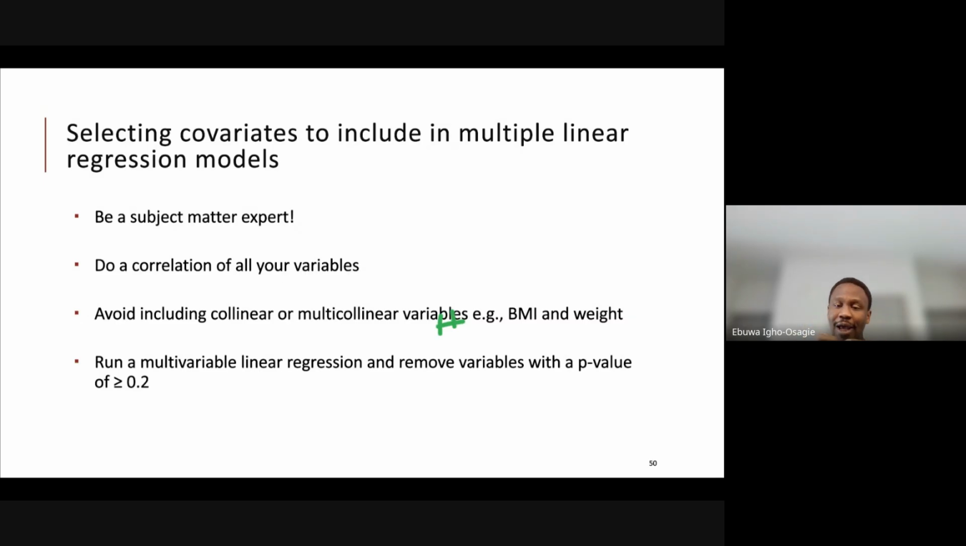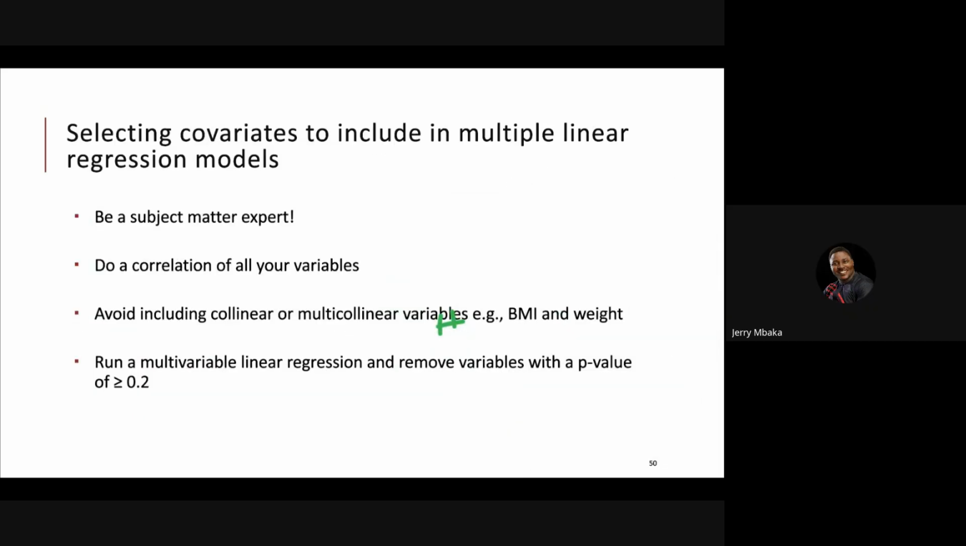Because they are collinear, when you put two variables that are collinear into your model, both of them would show that they are insignificant, because imagine they're butting heads with each other. They're not contributing to your model. They are messing up your model. So you're going to commit a type 2 error, because there is a relationship there, but you fail to see that relationship because you've included two collinear, or multi-collinear, variables.